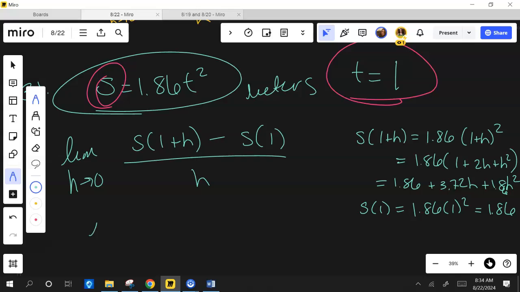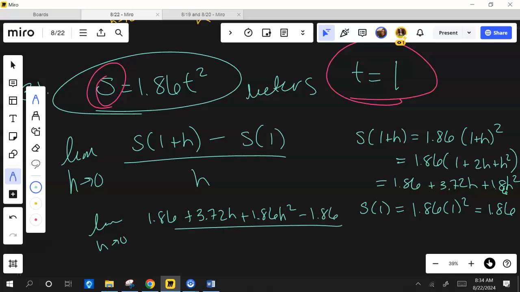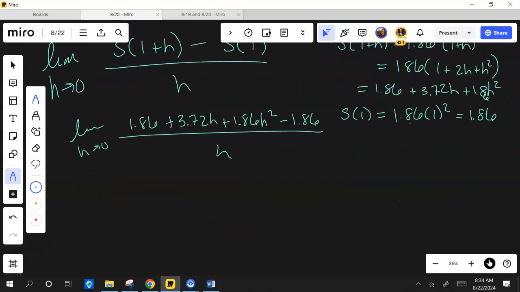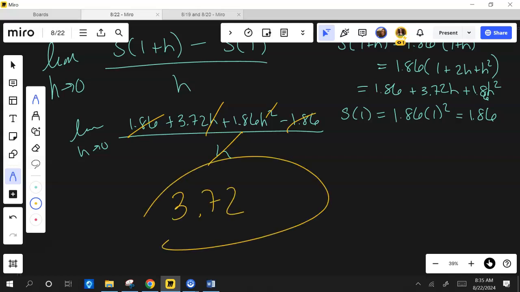All right, I'm going to plug in the limit as h goes to 0 of 1.86 plus 3.72h. This is the satisfying part of these kinds of problems, when you start canceling out. That's my favorite part. Not 3.72. There you go.